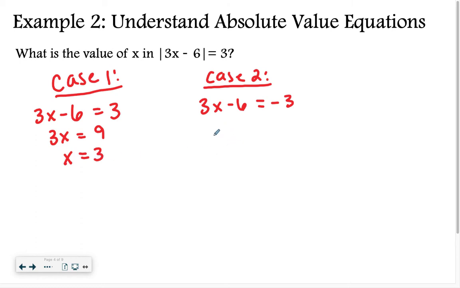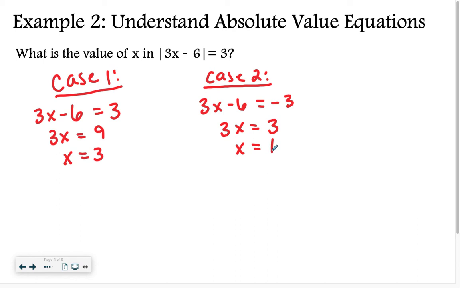And then some of you might be tempted to say, well, our answer is going to be 3 and negative 3, and just move on and rush, and you're going to get half the problem wrong, because let's see what happens. If we add 6 to both sides, I now have 3x equals 3. So x doesn't equal negative 3, x equals 1.